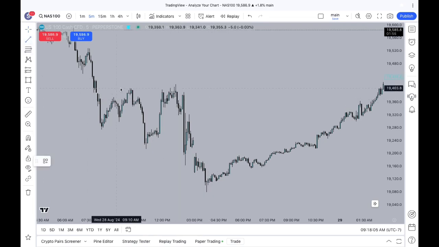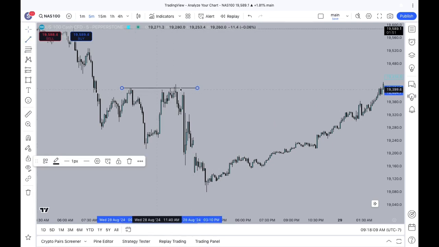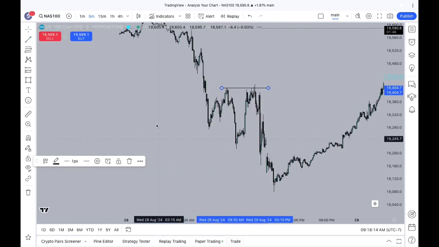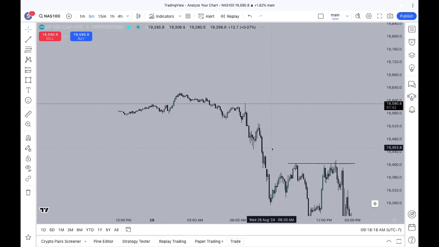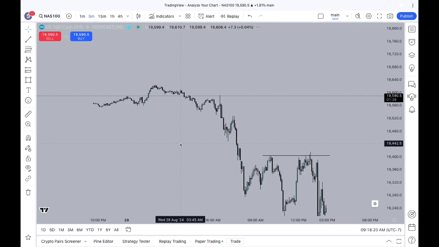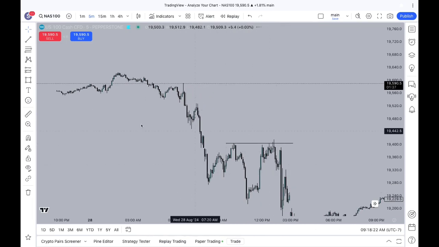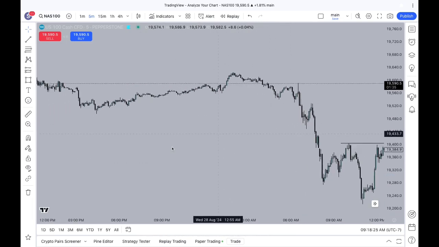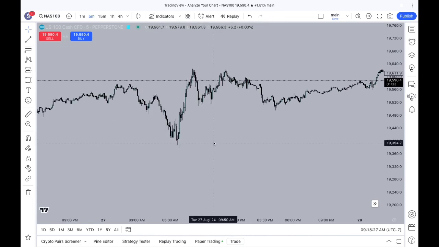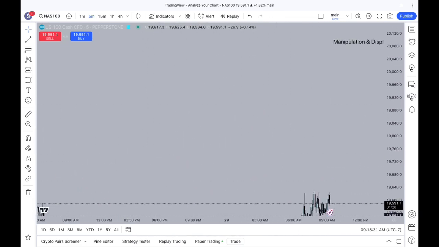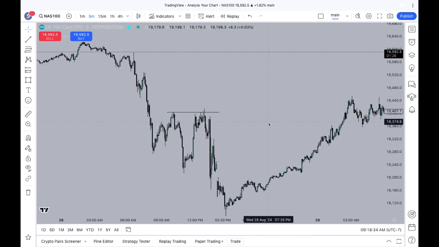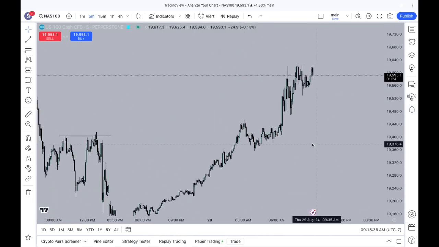So here we have a 5 minute manipulation. We have a liquidity sweep right here, as you can see, comes up into this fair value gap and then draws down lower. Let's go over some. I'm gonna show you a manipulation, and then after that, I'm gonna show you some examples of displacement.